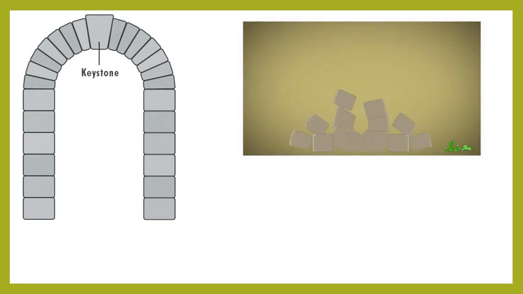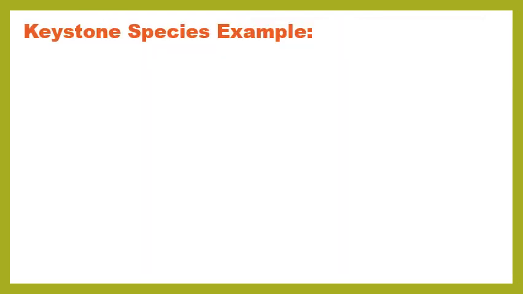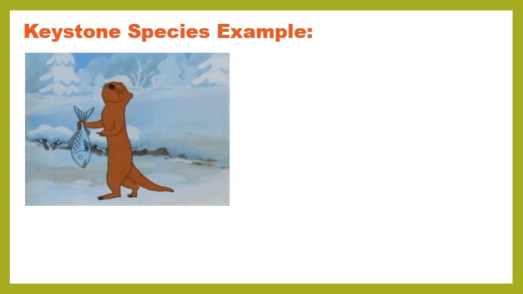But we're not talking about rocks because we're talking about biology currently. So how do I relate this keystone rock to a keystone species? Well, a keystone species is going to be a species that helps the survival of many other species in an ecosystem. So it's going to be a super important species because without it, the other species in the ecosystem could die.